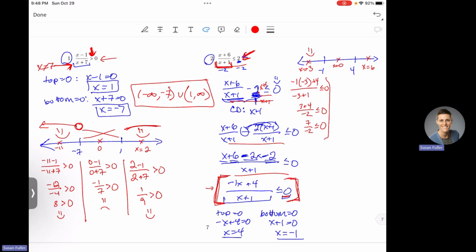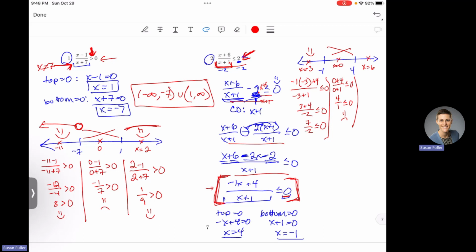We'll do the same thing and test with 0. So when I plug 0 in, I get 0 plus 4 on top and 0 plus 1 on the bottom. My inequality says that should be less than or equal to 0. 4 over 1 is 4. That's not less than 0. And so this part does not work.